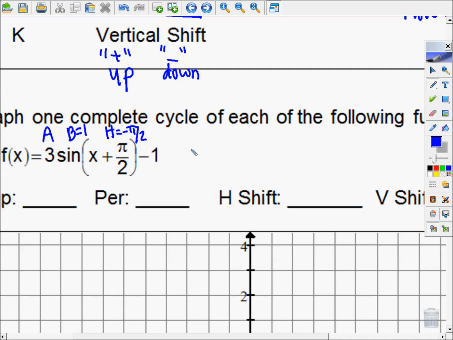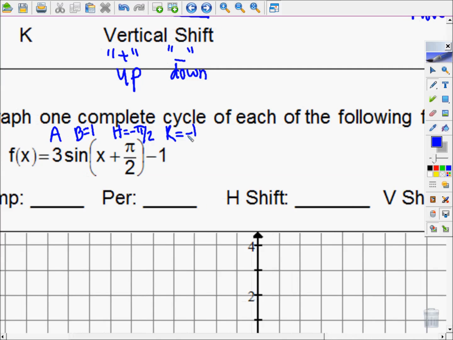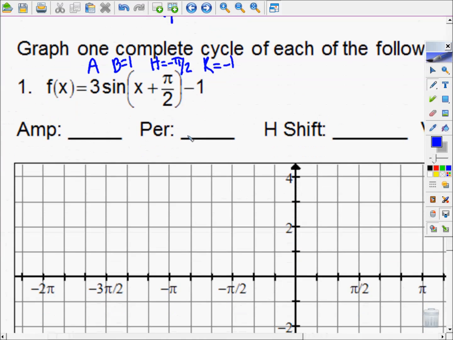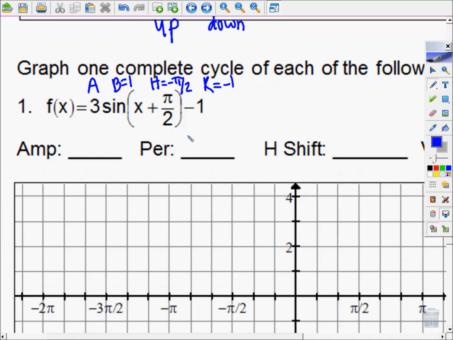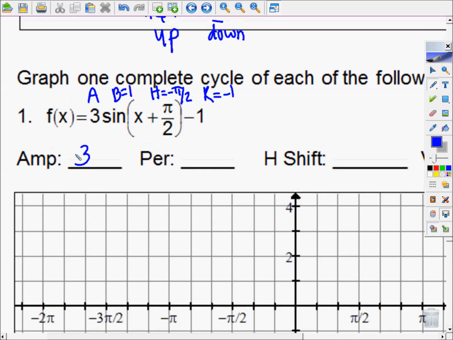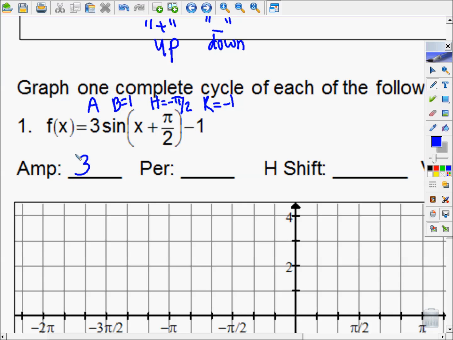All right? And then K. My K is my vertical shift, and that is negative 1. All right? So on your worksheet, it wants you to describe what's happening. So my amplitude is 3. My amplitude is saying from the middle of my function to the height of my function, or from the middle of my function to the minimum of my function, there's only 3 spaces separating us. There's only 3 units in between us.